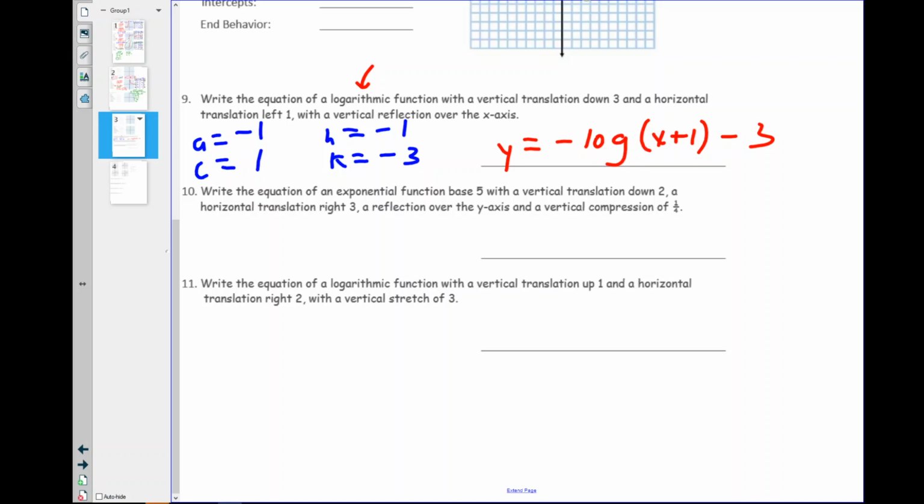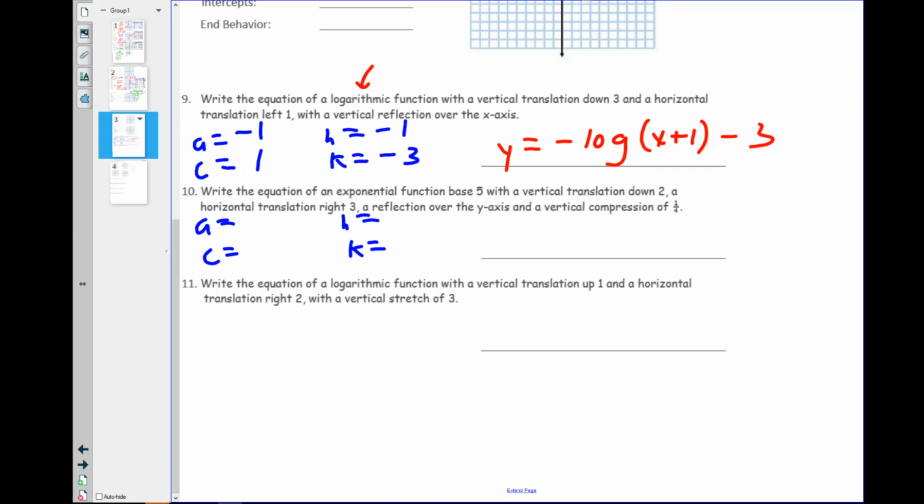Okay, let's look at number 10. Now this is an exponential function. A, C, H, K, with a base. Okay, so this one they're actually telling you what they want the base to be. On this other one, for the log, they didn't say it, so I guess you could have made it any type of base log. What base did I end up with the way I wrote the log? 10, good. But this one has to be base 5.